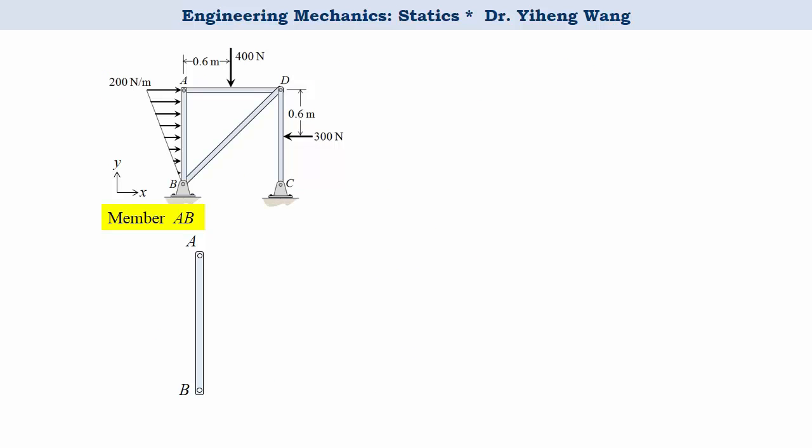We start with member AB by isolating it. Replace the distributed load by a concentrated force 120 Newton located at 1/3 location from the base, which is 0.4 meter from point A.